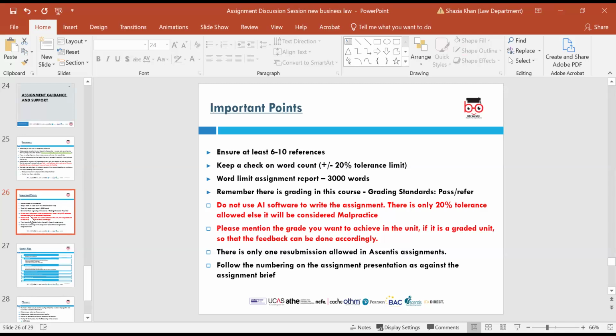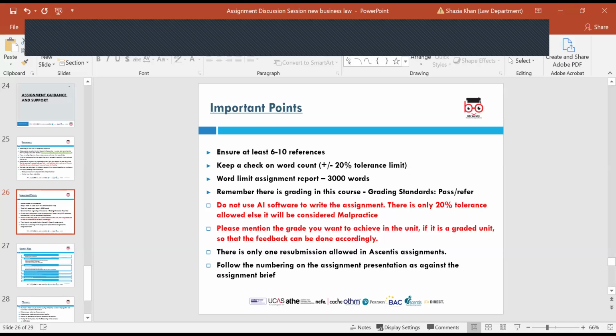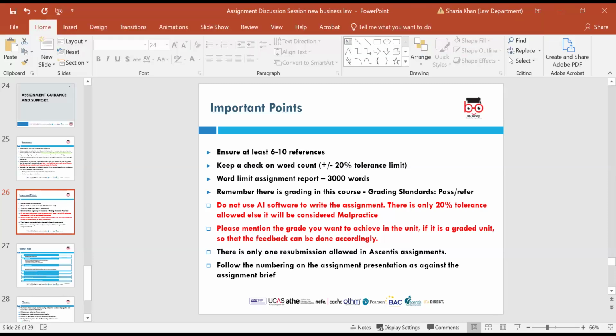Please mention the grade you want to achieve in the unit, but for this unit, it's a pass or a fail anyway. If it is a graded unit, the feedback can be done accordingly, but if it's not graded, as in this unit, it's a pass or a refer. There's only one resubmission allowed in Ascentis assignments, but in this case, these are not Ascentis. In this case, it's OTHM. So that's only for Ascentis. That doesn't apply for you.